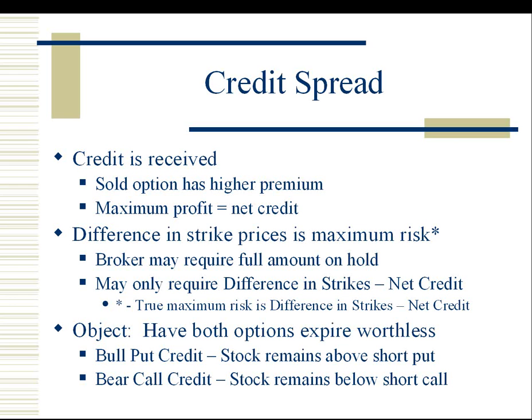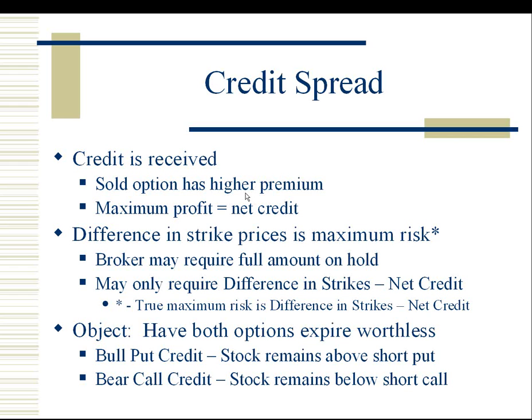The difference in the strike prices that we select, and we're going to sell one, and we're going to buy one at a different strike price. So the difference in the strike prices is that maximum risk. Now, depending on your broker, you may require the full amount on hold for the difference in the strike prices, but most brokers now only require the difference in the strike prices minus the net credit. So if I receive a 50-cent net credit, and I've got a $5 strike difference, a $5 spread, we'll only have to put up $4.50 to enter the trade per contract. So a 1 contract trade would be $450, and a 10 contract trade would be $4,500.